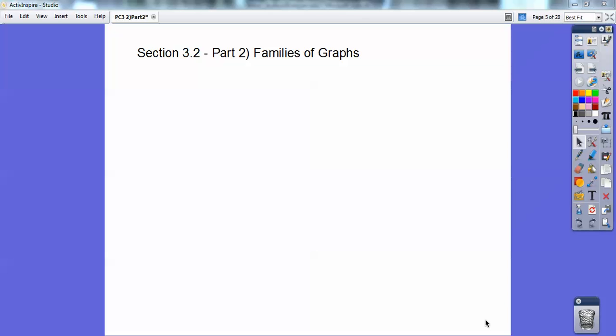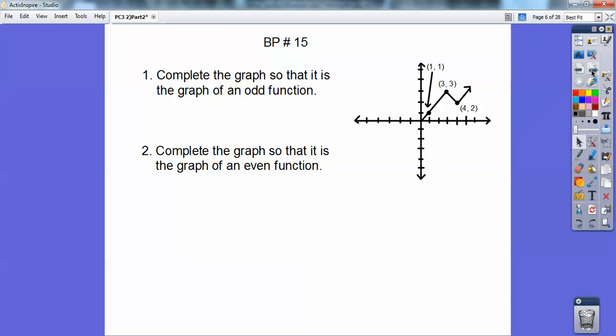Hey everybody, this is Mrmathblog, and this pre-calculus lesson is part 2 on families of graphs. So we did families of graphs in the last lesson. This is just to emphasize it more. And this will talk about even and odd functions right here.